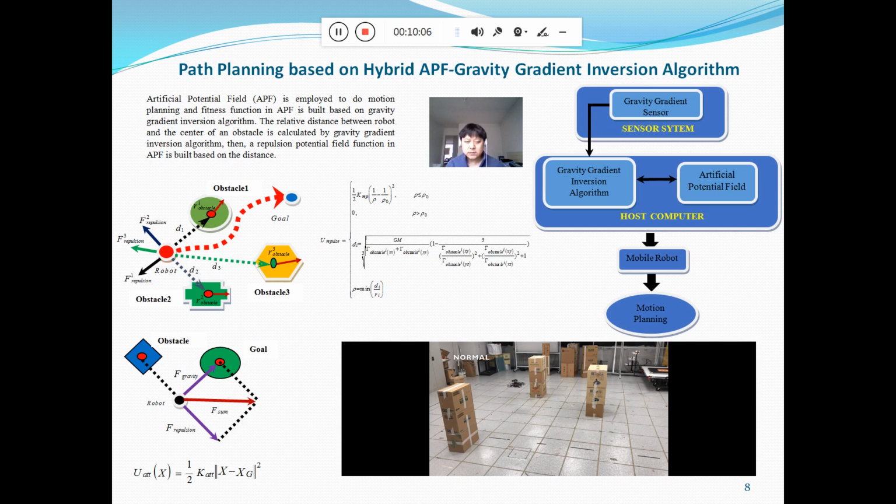After getting the gravity gradient anomaly data, we can use this data to calculate the relative distance between this UAV and the obstacles. And actually, the relative distance can be derived in the repulsive potential field function, and so we can use the APF combined with the gravity gradient inversion method to realize the motion planning for this UAV, and maybe we can also use other mobile robots to test this method.